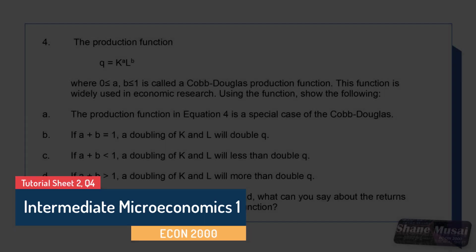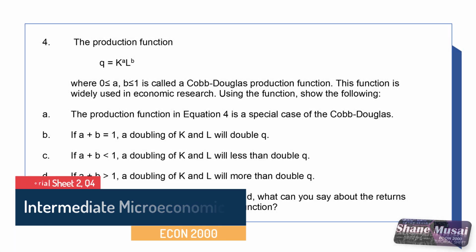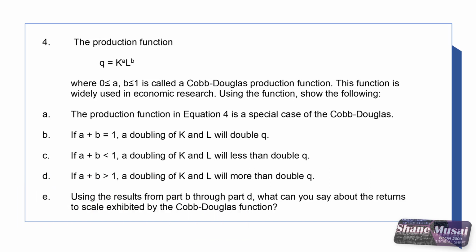Everyone, welcome now to question 4. And question 4 says the production function Q equals K to the power of A, L to the power of B is called a Cobb-Douglas function, where A is any value between 0 and 1 and B is any value between 0 and 1. This function is widely used in economics research. Using this function, show the following.